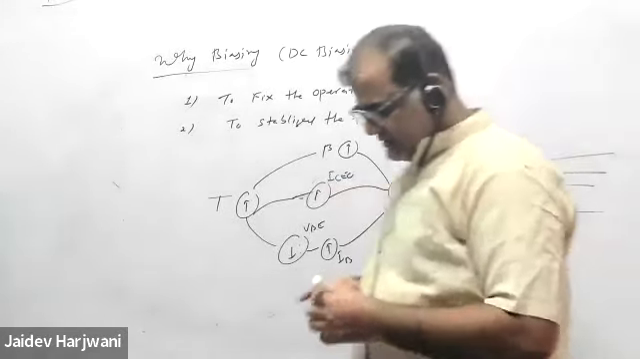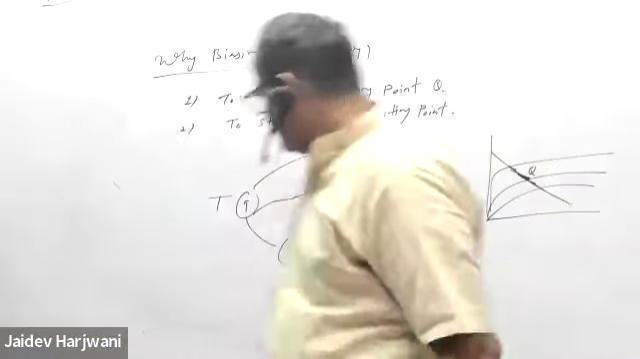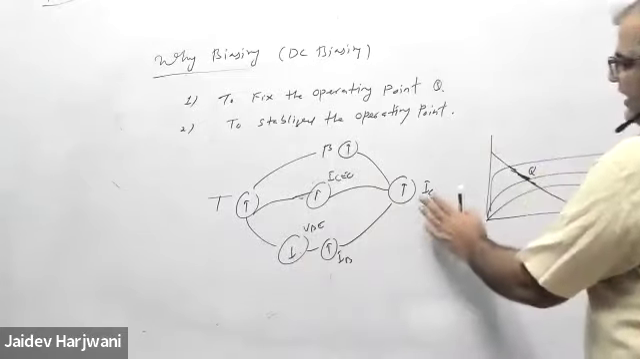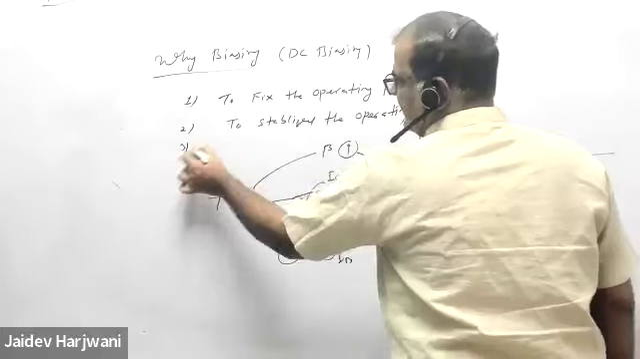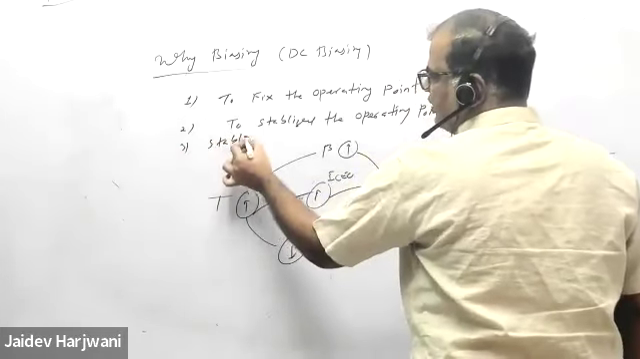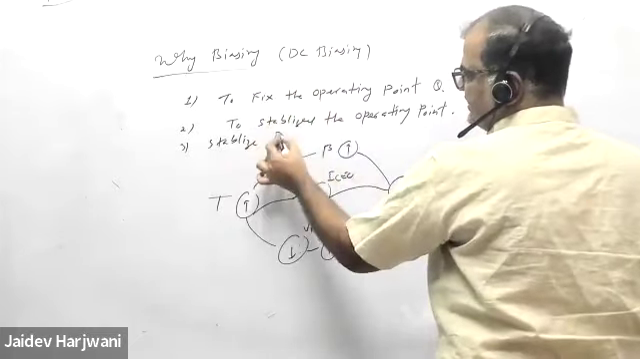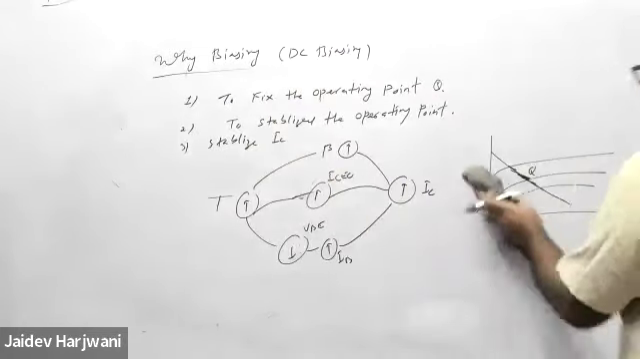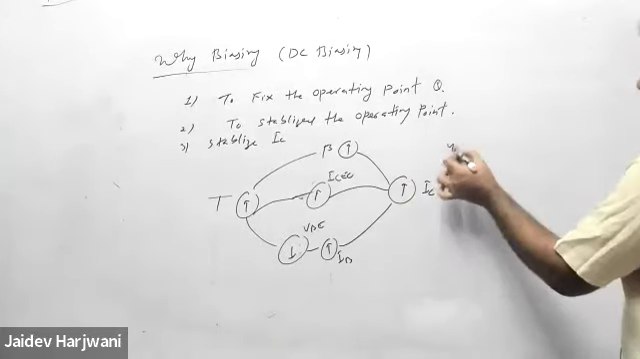Okay, and the third and most important thing is that I want to make IC constant. So the overall purpose is to stabilize IC. Operating point means the overall purpose is to stabilize IC.